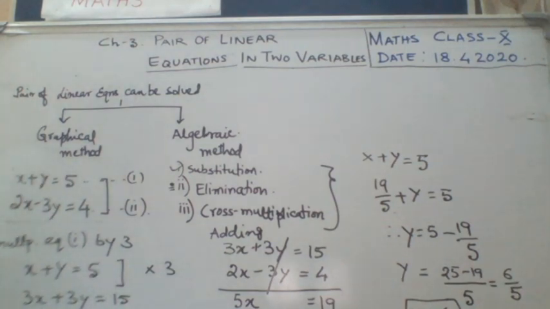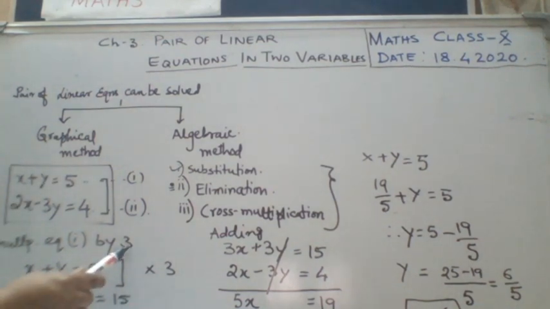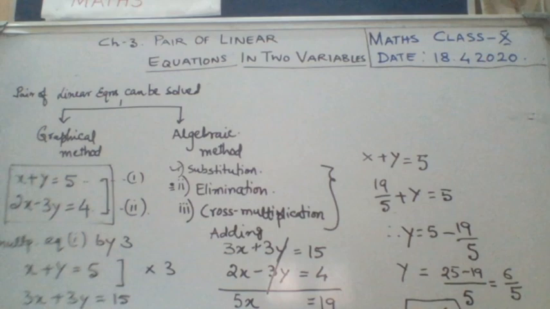Once again, let us see. These are the two given equations. We are going to solve them by the elimination method. For elimination, we need to make the coefficient of any one variable the same. The numerical value should be the same. After that, we will decide whether we need to add or subtract. In order to make the coefficient of y also 3, we multiply this equation by 3. So when multiplied by 3, we get 3x plus 3y equal to 15.